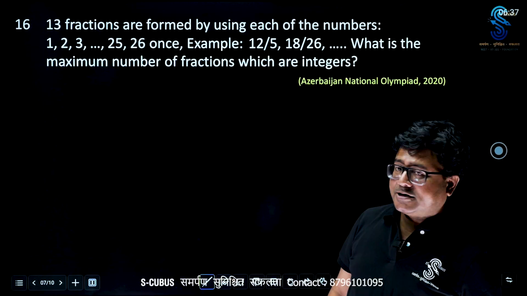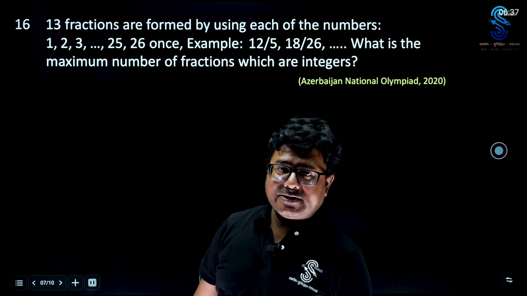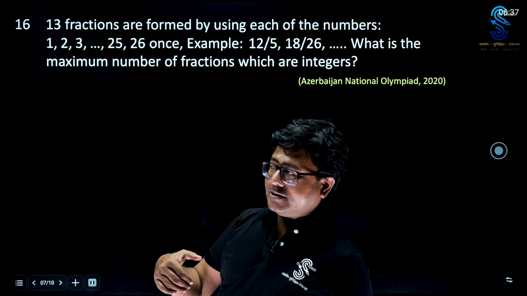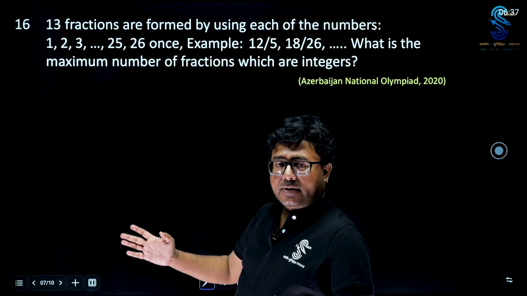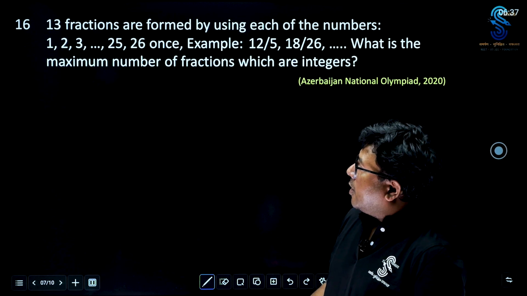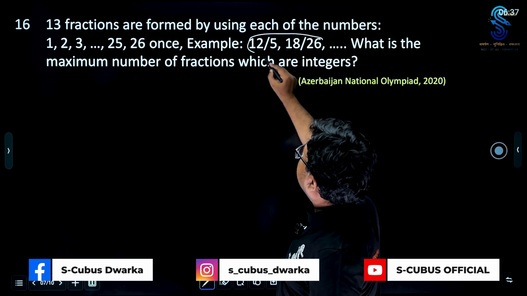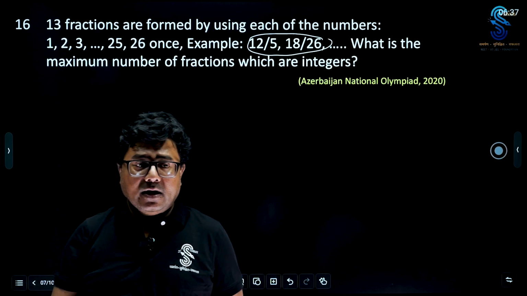हमको 13 फ्रैक्शंस बनाना है यूजिंग द नंबर्स 1 2 3 अप टू 26. Some numbers will be in the numerator, the others in the denominator. We have to make as far as possible as many fractions to be integers as possible. So how will we start? These are some examples, but here neither of them is an integer.